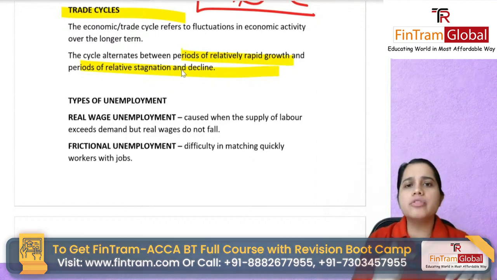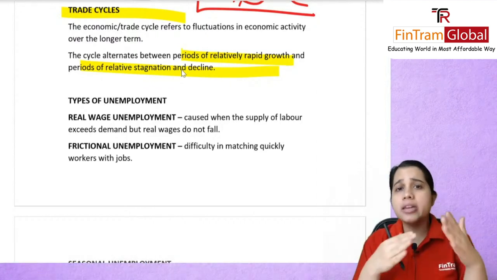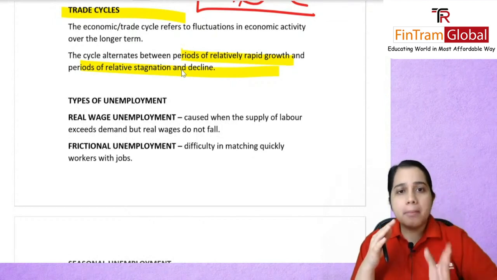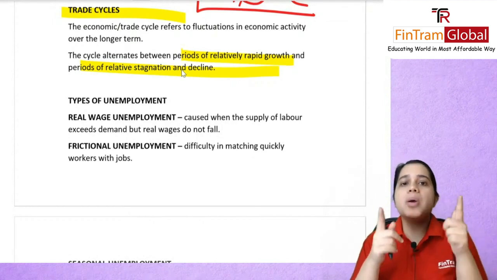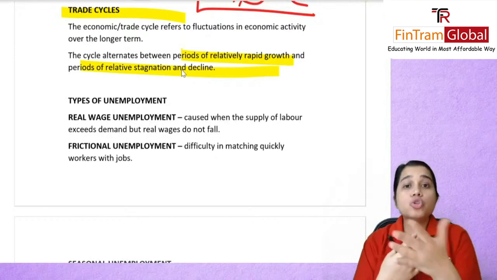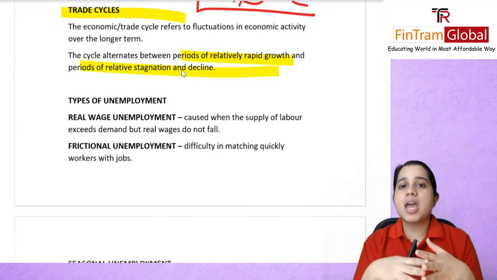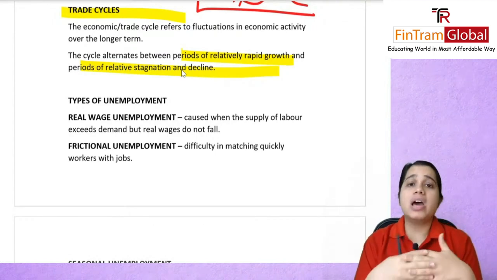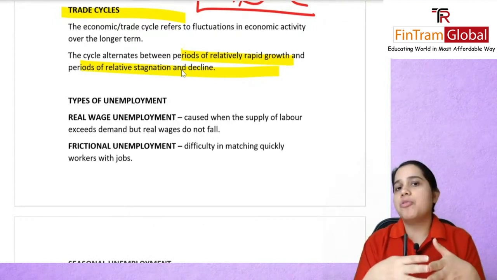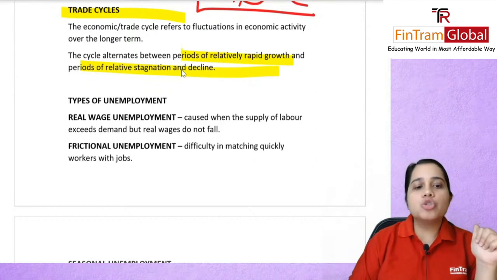And again, it's a good thing if you can remember all these various types and remember what they are talking about, because you could again get an MCQ from here that maybe one person is facing this type of, or an economy is facing this type of unemployment. What is this type of unemployment? So it's a good thing to remember this.